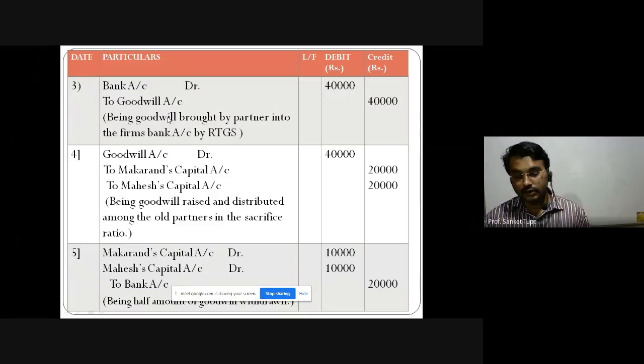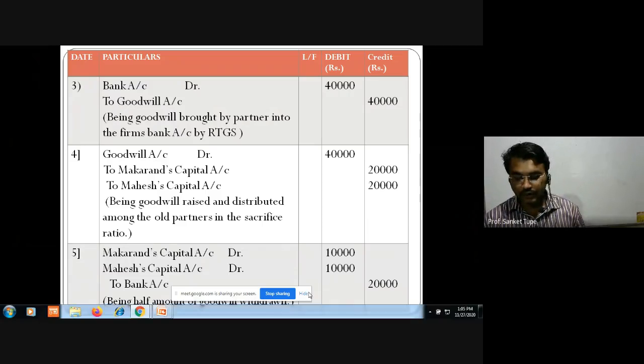If goodwill is not brought in cash or through the bank, that time you have to make this entry. If it is goodwill with the partner coming into the business, that time you have to make just entry of goodwill account debit to old partners capital account. So that time only you can write that being goodwill raised and distributed in the old partners in the sacrifice ratio. गुडविल डिस्ट्रीब्यूट होता है किस रेशियो में? सैक्रिफाइस रेशियो में. Next, fifth entry is regarding goodwill withdrawn.